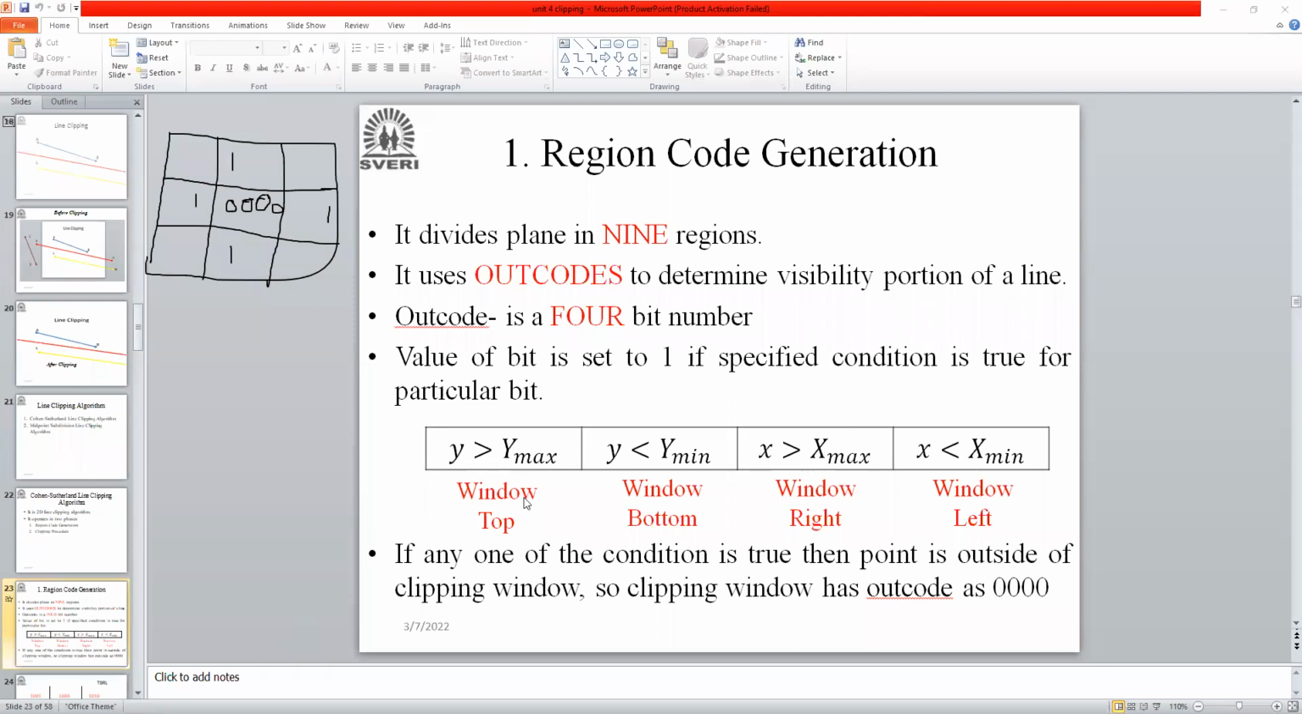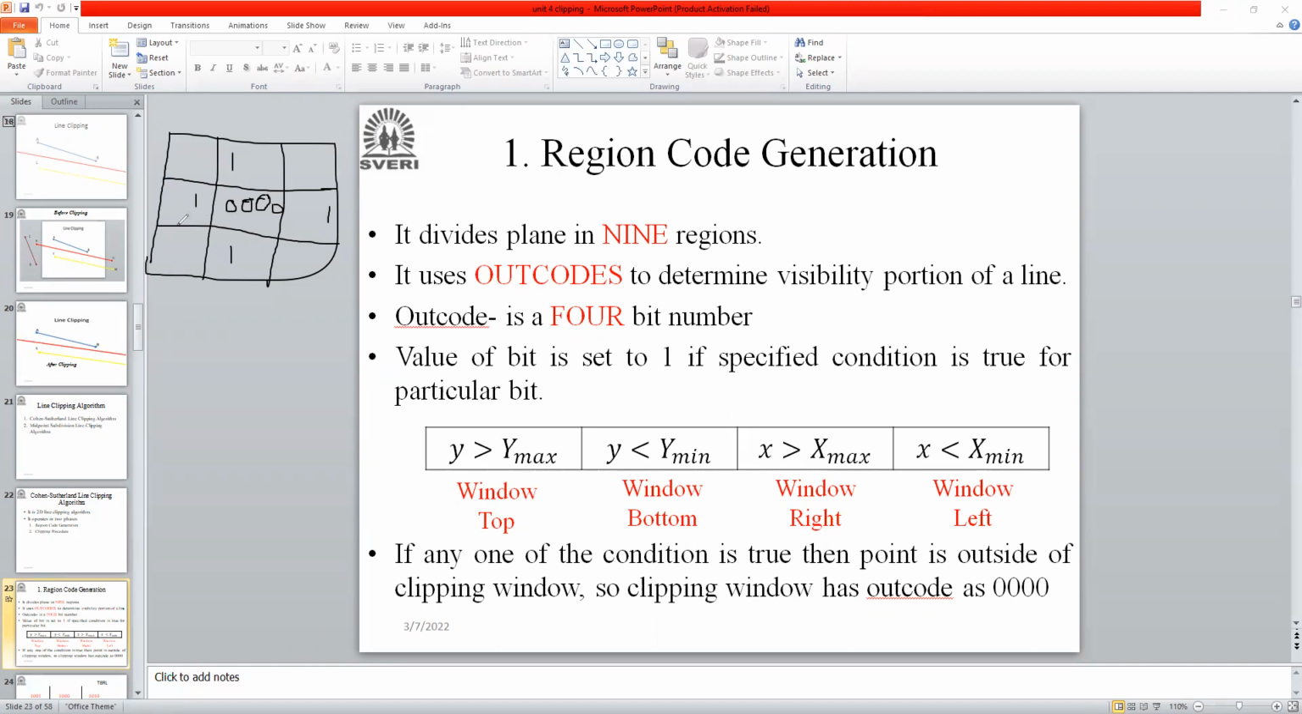Okay, so here I'm going to consider top of this particular window. Then I am going to set this first bit as 1. So I am going to set the first bit as 1. Now what about the remaining 3 cases? Here Ymax and Ymin, these are nothing but I will show you with names.